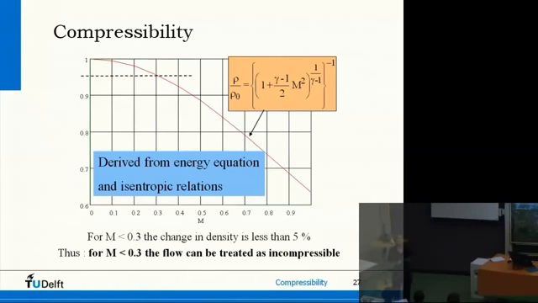If you apply it, if it's really your Mach number is 0.7, you have a problem. Because at 0.7 the density drop is 30%. And this of course is taken into account in the velocities and the pressures.